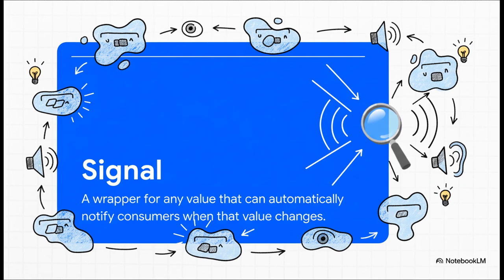So what exactly is a signal? The best way to think about it is not as the value itself, but more like a special container, a wrapper that holds the value. And the key thing is, this wrapper has a superpower. It can notify any other part of your app that's interested, hey, the value inside me just changed.